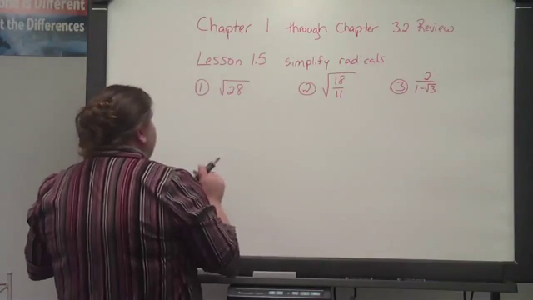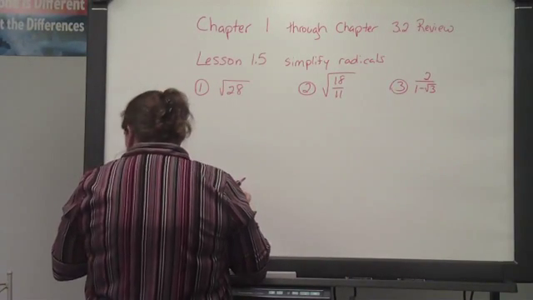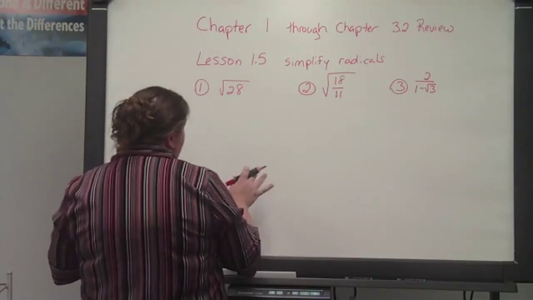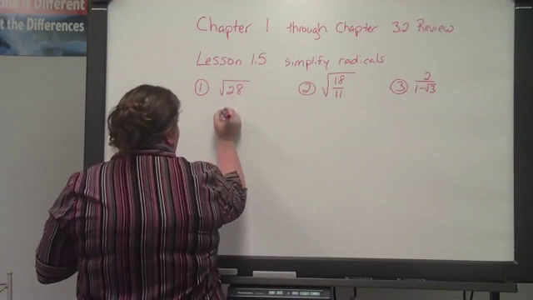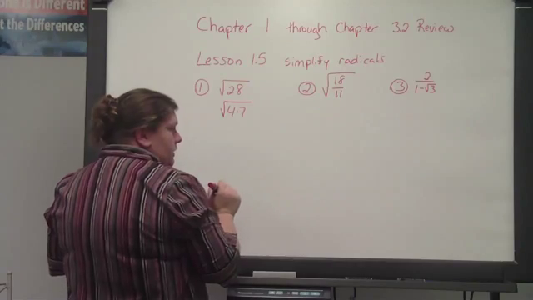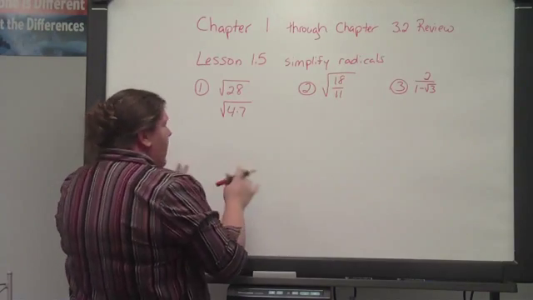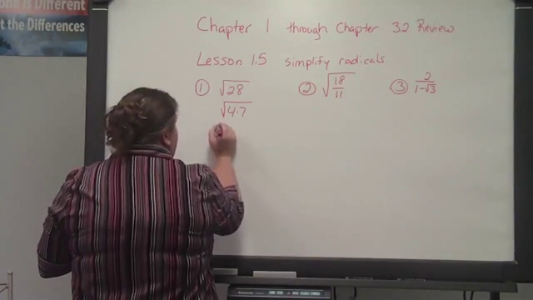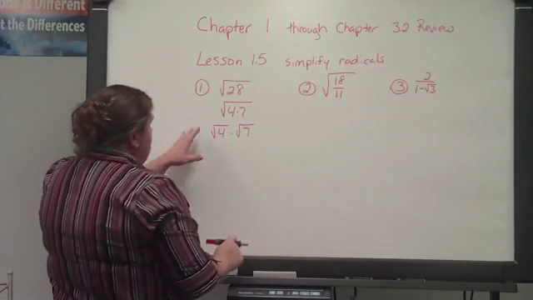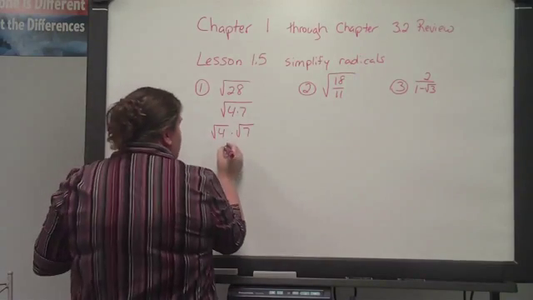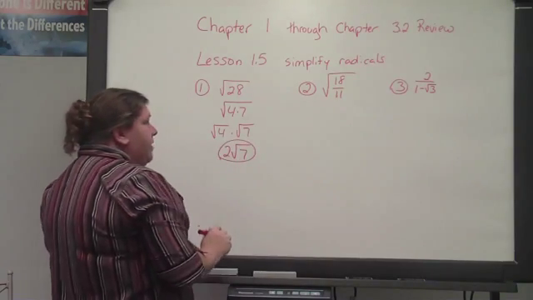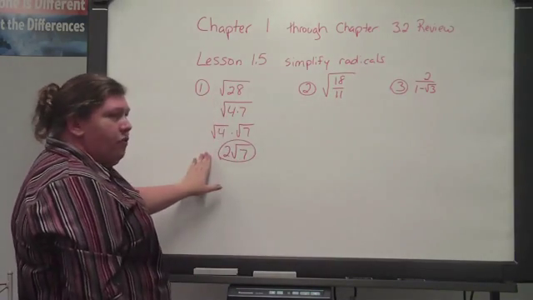So within 28, can we do 4 times 7? So I will rewrite this as the square root of 4 times 7. Now we can rewrite this as the square root of 4 times the square root of 7. And knowing that the square root of 4 is 2, we have our answer as 2 square root 7. So the square root of 28 is 2 square root 7.